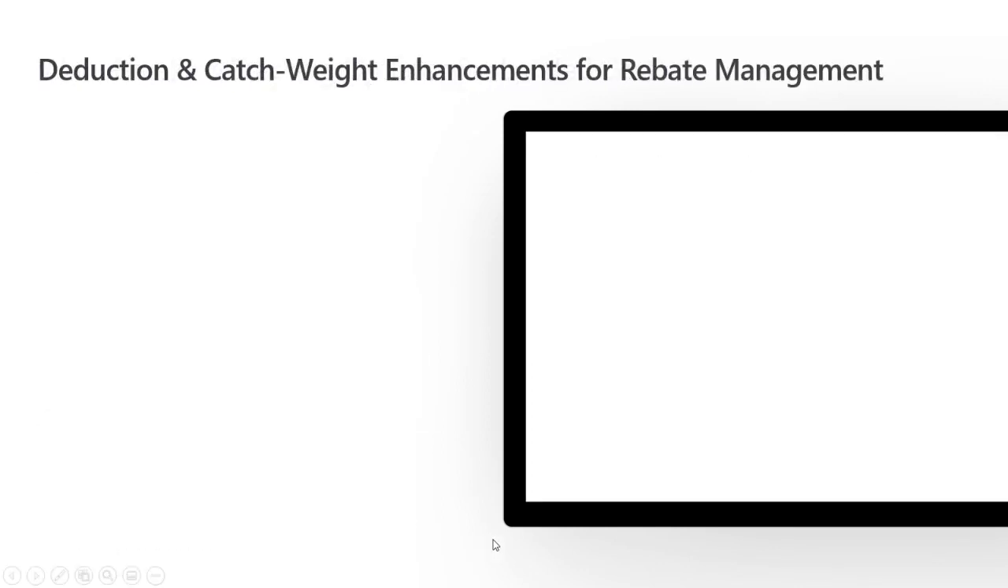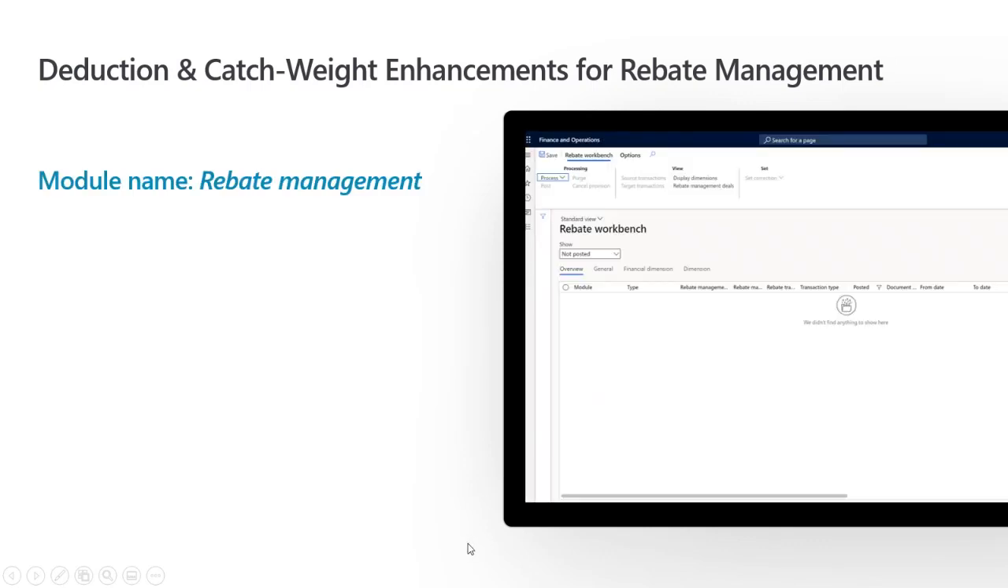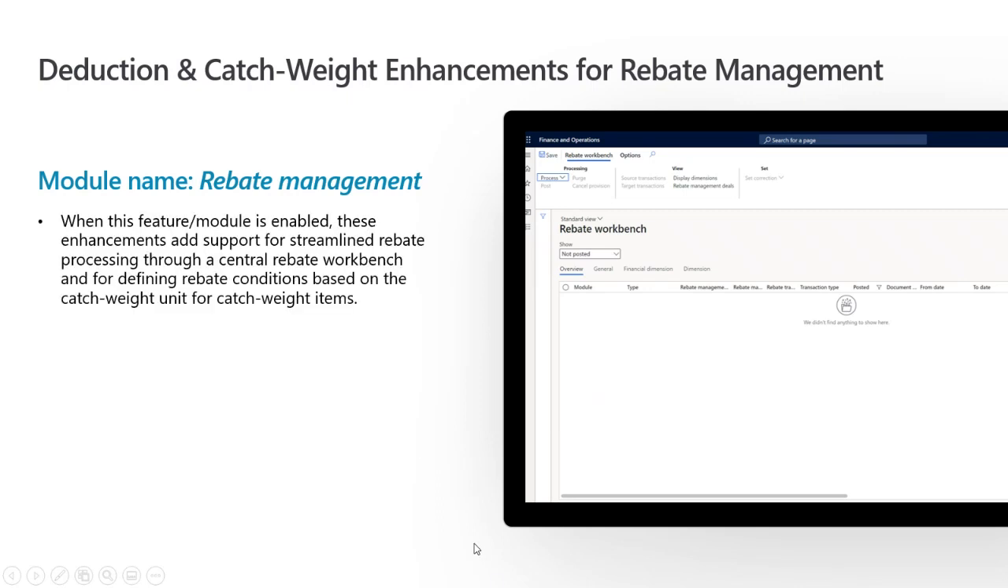And then we've got some enhancements for the rebate management module as well. Similar to landed cost, the feature we just talked about, this is not actually behind feature management. So if you've got the rebate management module enabled and you're working with it, you'll see some updates starting with this 10.0.21 release. There are enhancements for the support of a more streamlined rebate process through a central rebate workbench, as well as being able to define rebate conditions based on catch weight units for catch weight items.